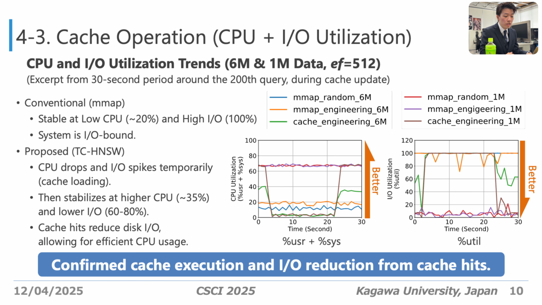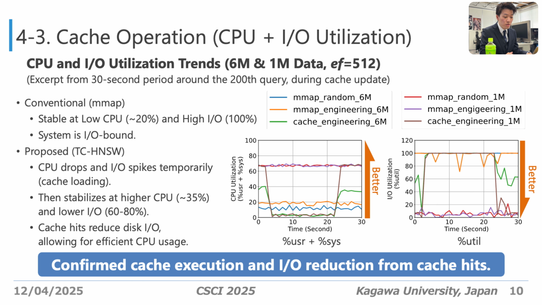First, we verified the cache operation. These graphs show resource utilization over 30 seconds. The x-axis is time. The y-axis is utilization percentage. The orange arrows on the right indicate that lower is better for I/O utilization. The blue and orange lines represent the conventional methods. The blue line is mmap with random, and the orange line is mmap with category. They show stable, low CPU usage, but the I/O is almost 100%.